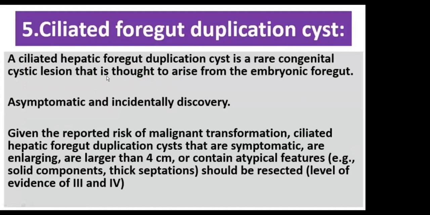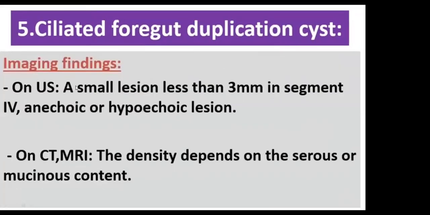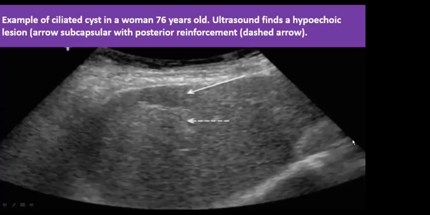It's a rare congenital cystic lesion that occurs as a remnant of the embryonic foregut, with asymptomatic incidental discovery. Given the reported risk of malignant transformation, they should be resected if they are symptomatic, enlarging more than 4 cm, or containing atypical features like solid component or thick septations. On ultrasound, they are usually very small lesions, less than 10 mm in segment 4, anechoic or hypoechoic. On CT, density depends on their serous or mucinous content.